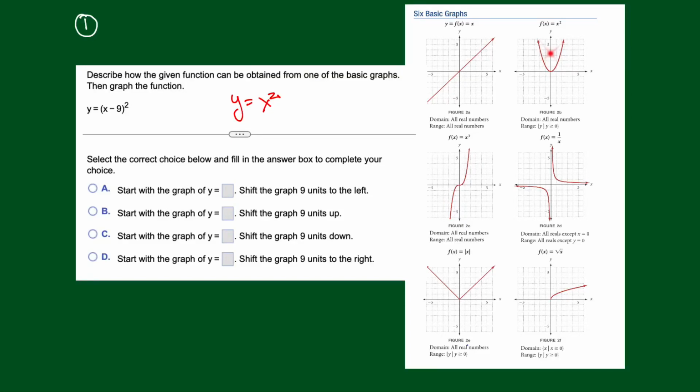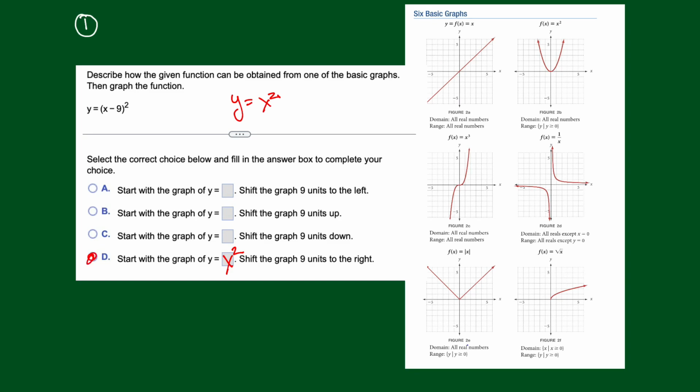So we're going to take this graph up here and just shift it 9 units to the right. Now, which one of these down here says to do that? This one says 9 units to the left. That's not right. Up, down, nope. Here it is. So what we want is we're going to take x squared and move it, shift it, translate it 9 units to the right.